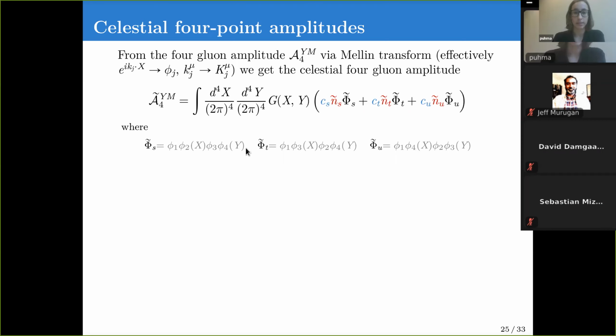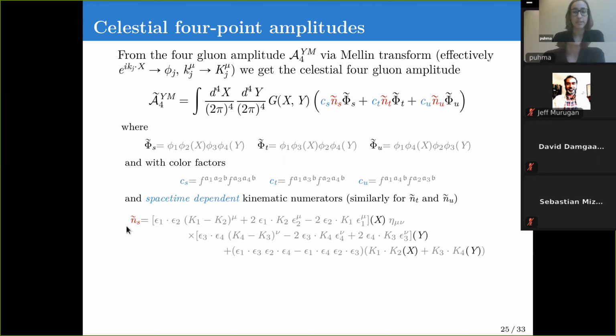The C's are still the color factors, and the kinematic numerators now are given by a similar expression where the little k is replaced by capital K, but now these depend explicitly on the positions. And not only do they depend on the positions, but they depend on different points x and y. And this gives a complication that one has to carefully deal with when massaging the amplitude to implement the celestial double copy.